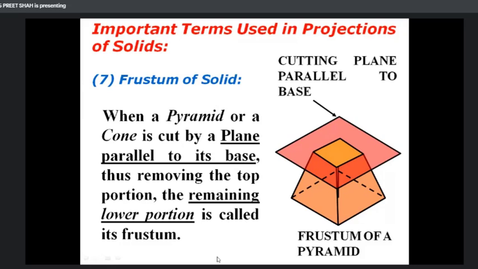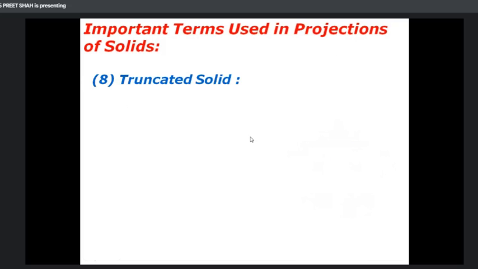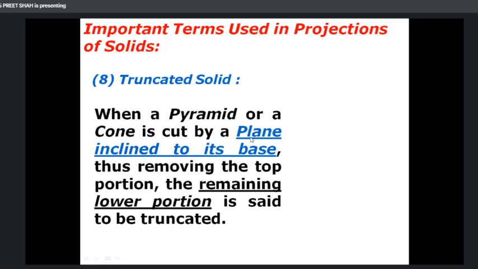Understand? Okay, so what is the meaning of frustum of solid and truncated solid? In frustum of solid, the cutting plane is parallel to base, but in a truncated solid, the cutting plane is inclined to base. Okay, next.